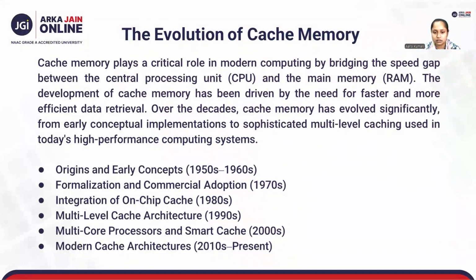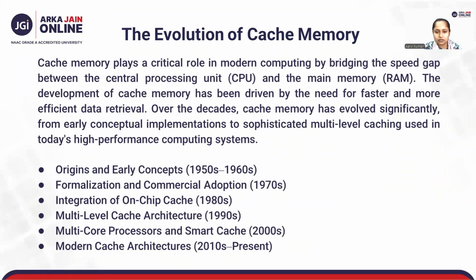Implementation in commercial systems: companies like Digital Equipment Corporation (DEC) and Intel integrated cache memory into their processors to improve computing speeds. Write-through and write-back policies: these techniques were introduced to maintain data consistency between cache and main memory. By the end of the 1970s, cache memory had become a crucial component in many commercial computers, significantly improving computational performance.